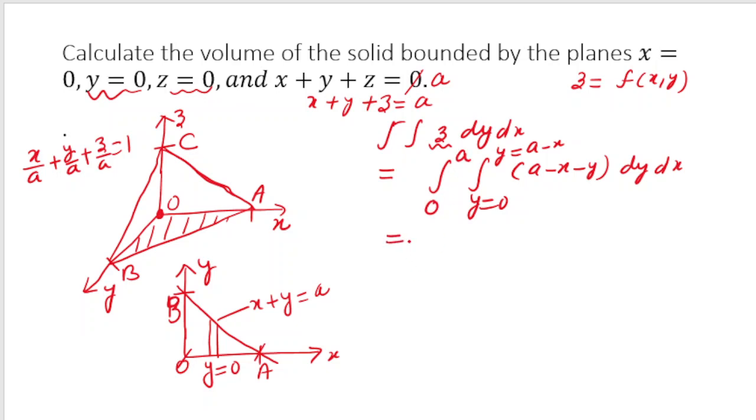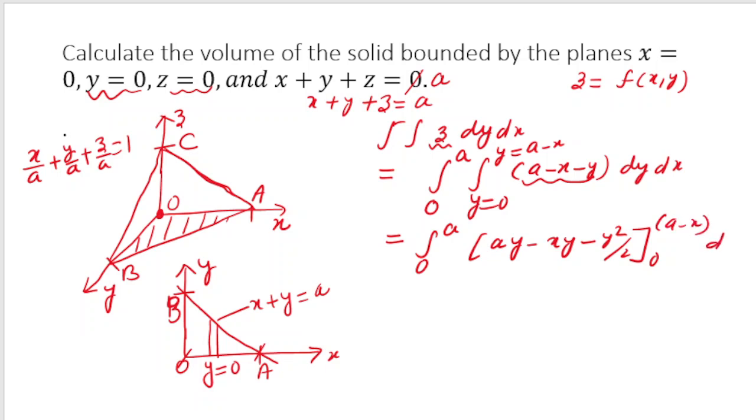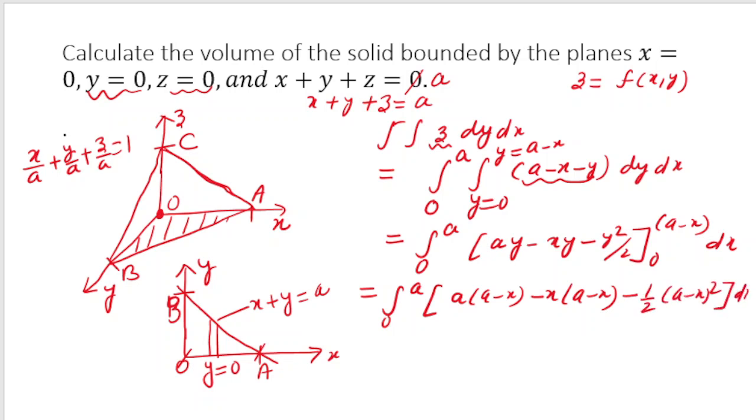So I just have to evaluate it. So 0 to a, for the point O the x value is 0, so that is 0 to a, and I have to integrate it with respect to y. If I integrate, I will get ay minus xy minus y square by 2, and then I have to put the limit, that is 0 to a minus x, and then dx. Okay, so this will give me what? This will give me 0 to a, and now I will take a into a minus x, minus x into a minus x, minus 1 by 2 into a minus x square, and then dx.